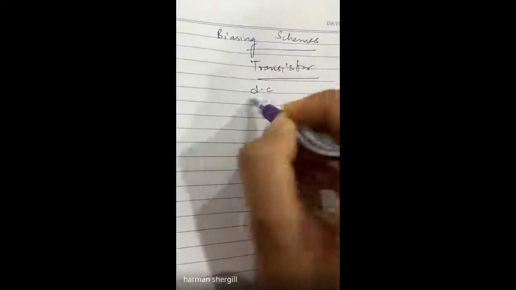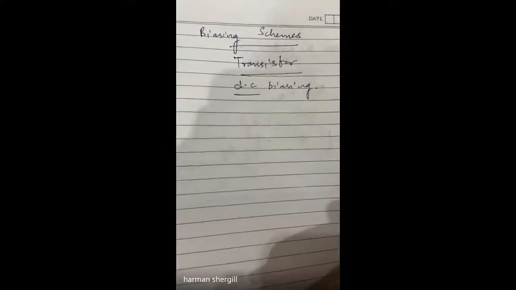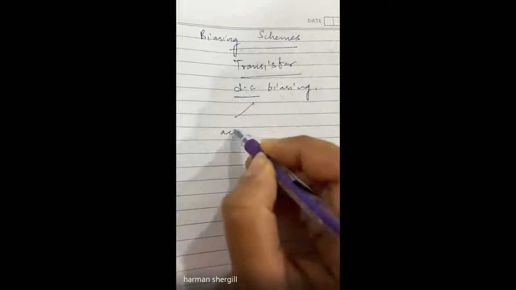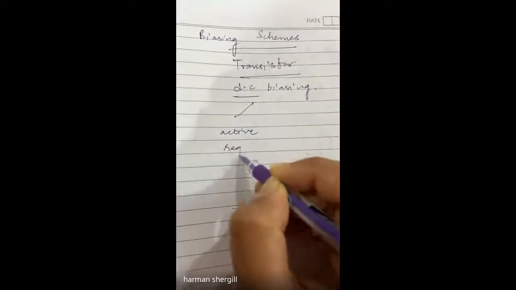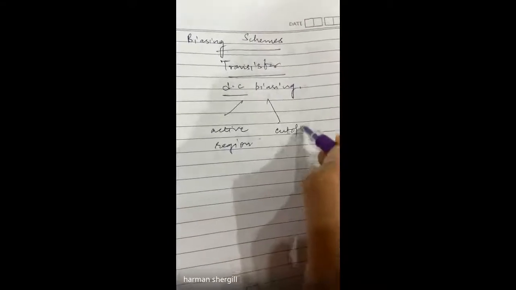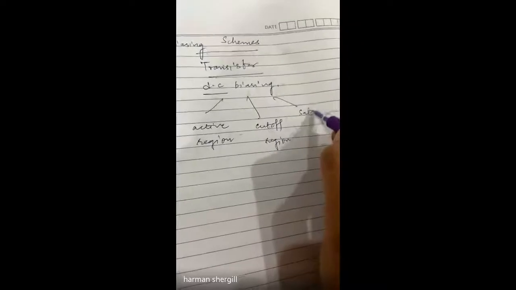Now, this is the DC biasing, and as you know, a transistor can operate in any of the three regions. In transistor, we have three regions of operation. One is active region, then cutoff region, and saturation region.